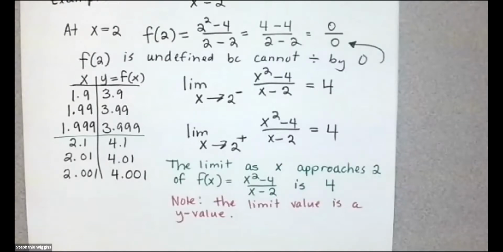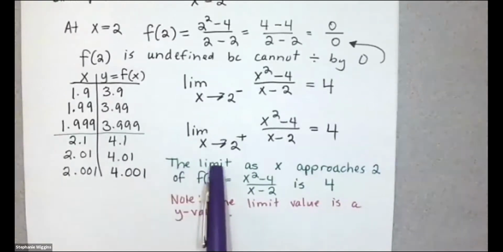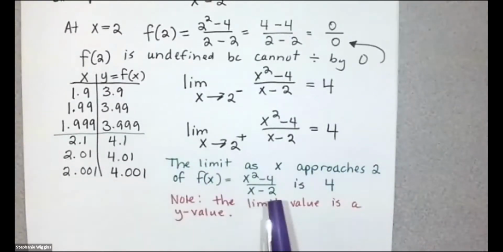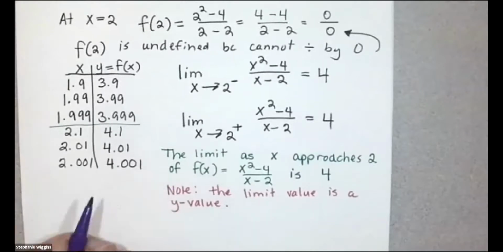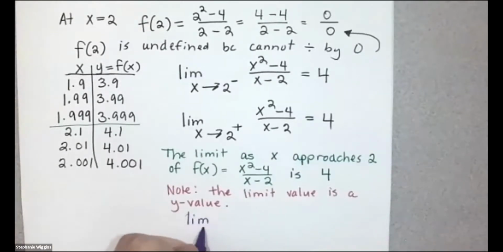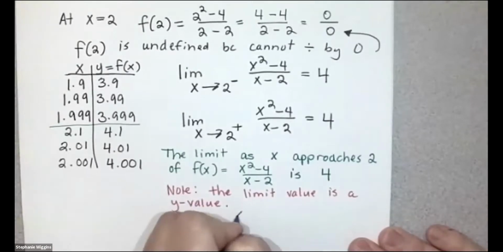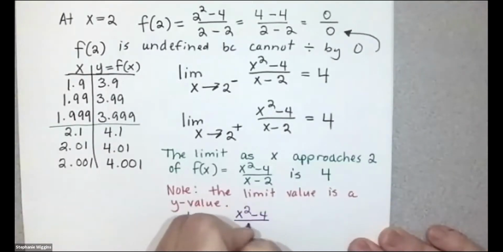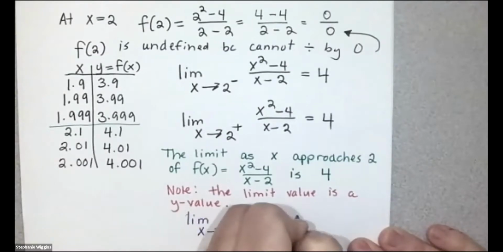The limit value is a y value. Mathematically, this is in English right here, sort of: the limit as x approaches 2 of f of x is 4. The way we write that in math language is we say the limit as x approaches 2 of our function equals 4.